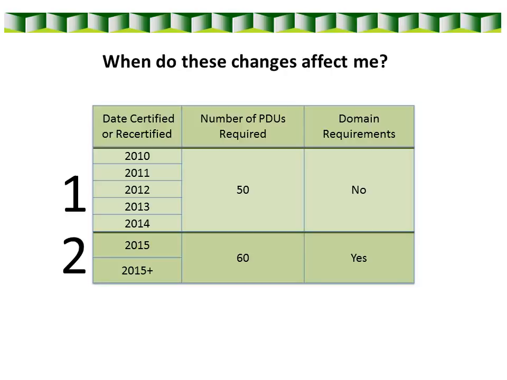If you were certified before 2015, for your current certification cycle, you're not required to have PDUs from each of the three domains. You're required to have 50 PDUs, and they can come from any of the domains on the exam content outline. In subsequent certification cycles, however, you'll be required to have 60 PDUs with some from each domain. For Group 2, those certified in 2015 or later, you're required to have 60 PDUs with some from each domain for your current certification cycle.